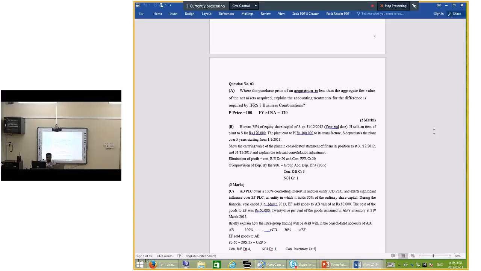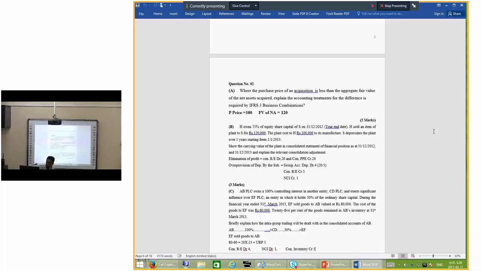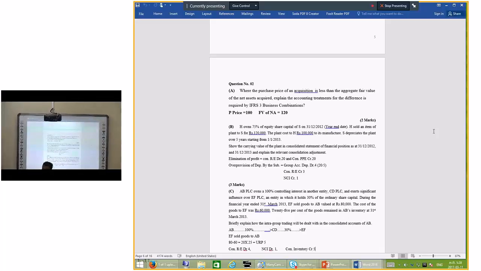Look, the added profit is 20. PPE account credit, the seller. Who is the seller in this case? H sold. Consolidated retained earnings debit 20, and consolidated PPE credit 20. Understood? That is the first line here.